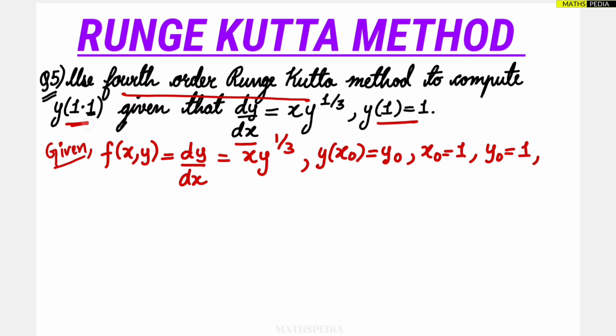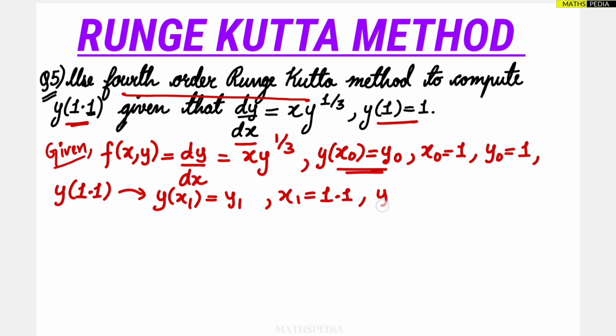Next, y of 1.1 they have asked. Okay. So what is the meaning of that? Next stage we can consider. See, x naught is considered as the initial value. Next stage we can consider whatever is asked in the question. So y of 1.1, you can treat it as y of x1 is equal to y1. The same as this thing. See, y of x0 is equal to y0. Y of x1 is equal to y1. So that means at x1 value 1.1, what will be the y1 value? This is what they are asking.